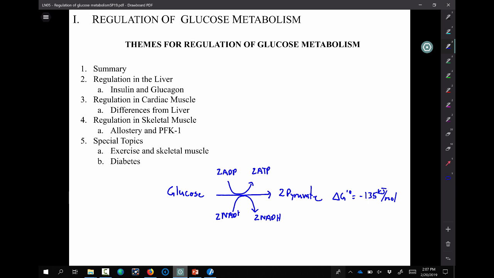Now again, delta G has nothing to do with rate. That's a common misconception. Right? When you look at delta G values, it has nothing to do with how fast or how slow something will be. Okay, just straight delta G values.